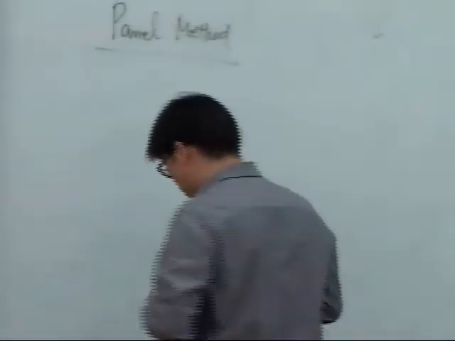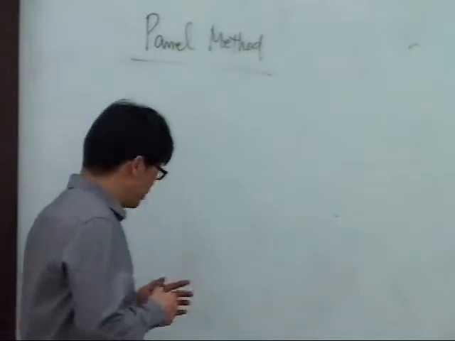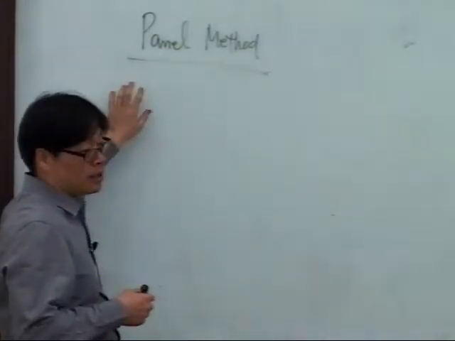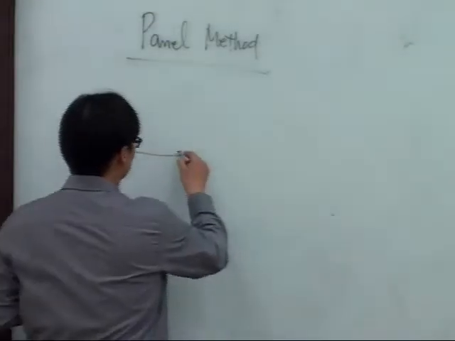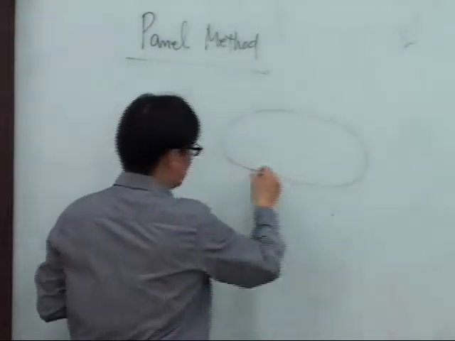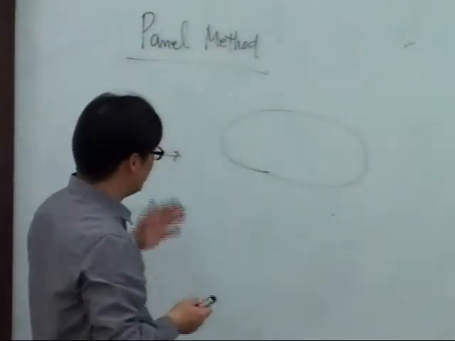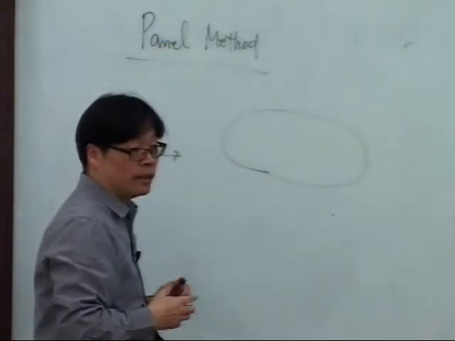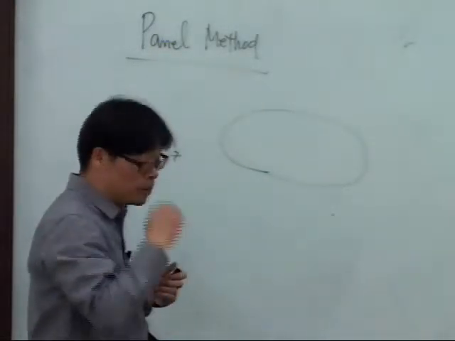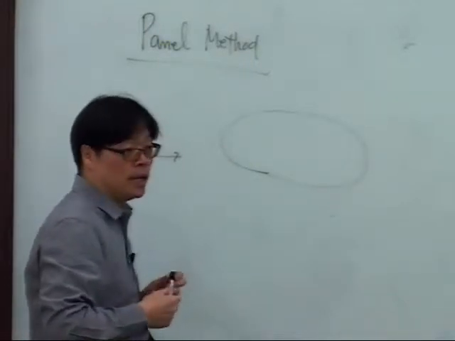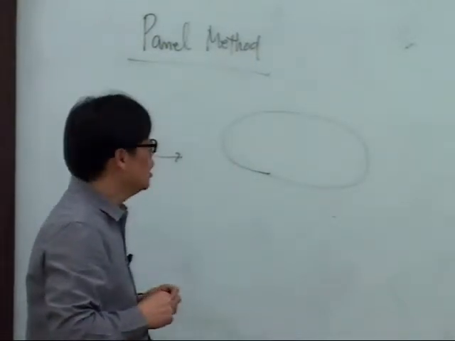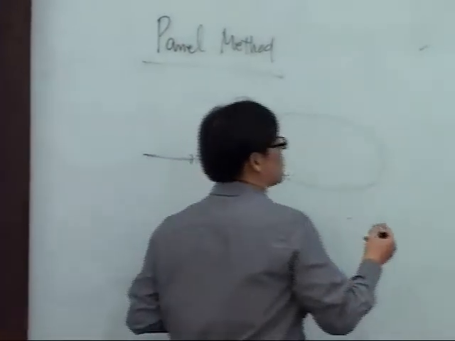But each has some weakness, and this panel method is the most general method to solve flow around a rigid body. It can be used for non-symmetric flow and everything. Also, this method can be used for unsteady problems, as you can see later. So the idea is very simple.